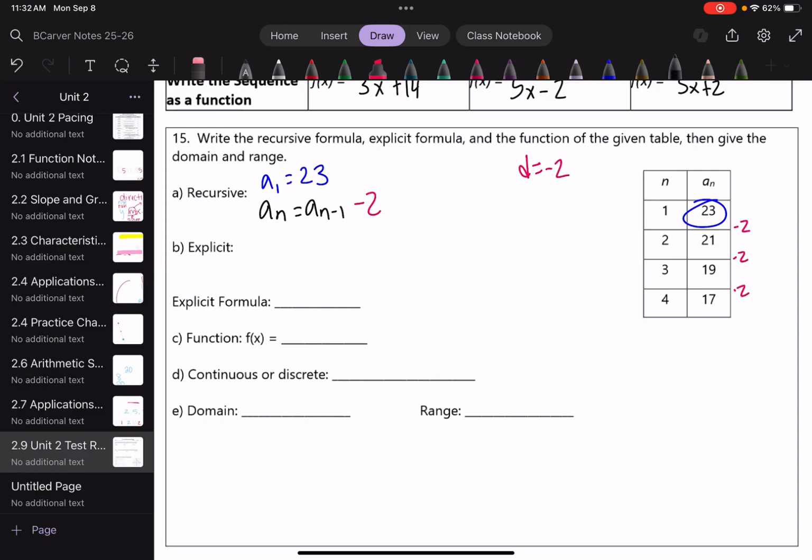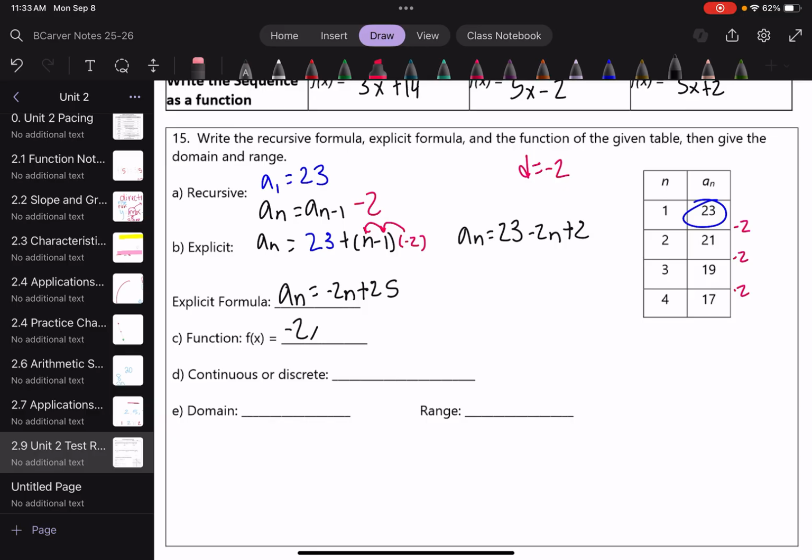My explicit formula is going to be a sub n is equal to 23 plus n minus 1 multiplied by -2. I'll distribute the -2 to get that a sub n is equal to 23 minus 2n plus 2. This is going to simplify to a sub n equals -2n plus 25, which would give us the function -2x plus 25.